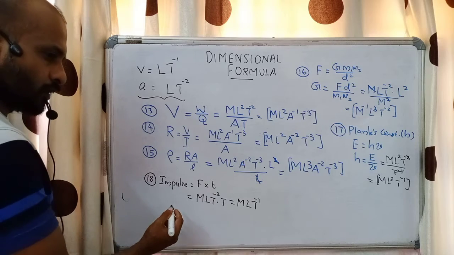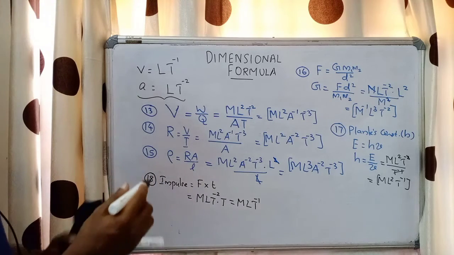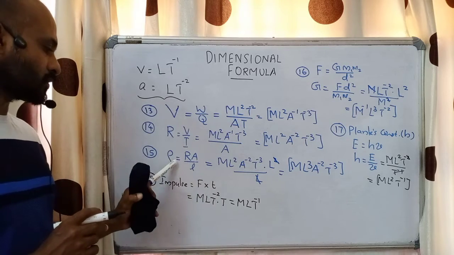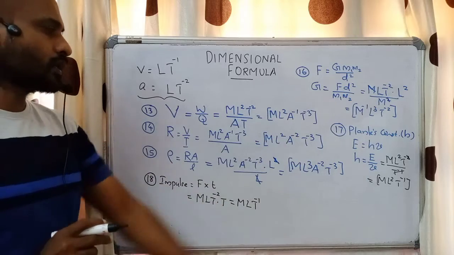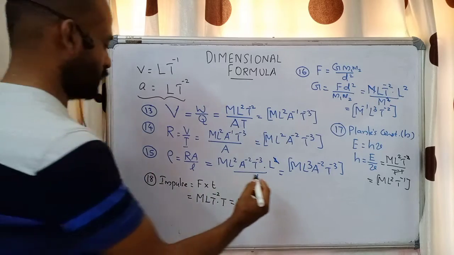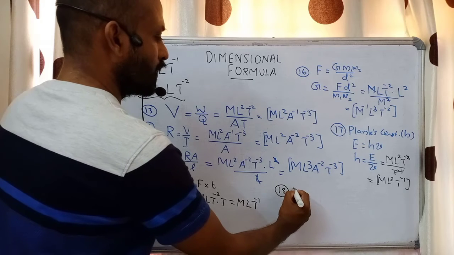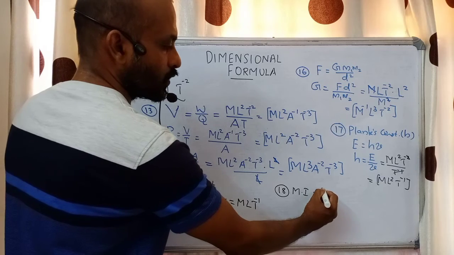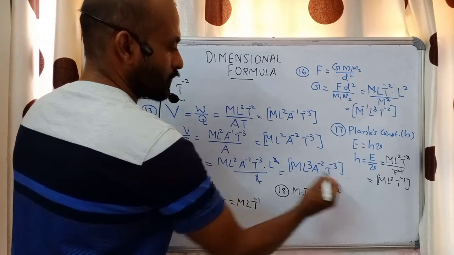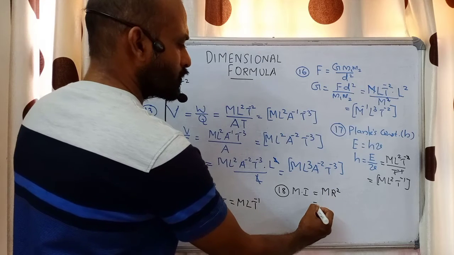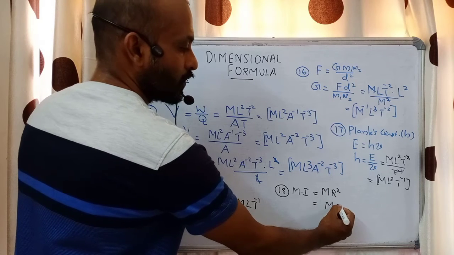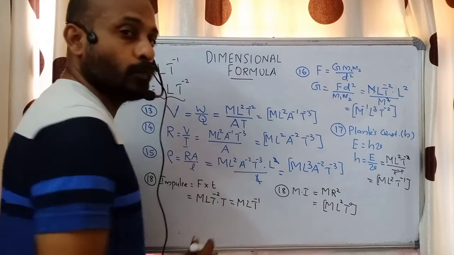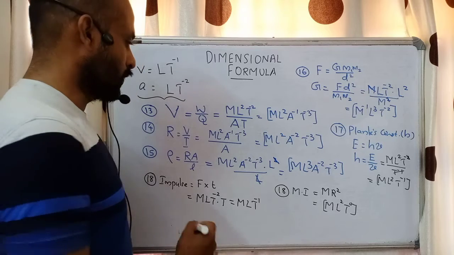Then we have seen a few common dimension formulas, that of velocity, potential difference, resistance, resistivity, impulse, force. Now we have another quantity called the moment of inertia. We can give the symbol MI. The general equation is M into r square, mass into distance square. So what will be the dimension formula? M, distance square will be L square. So we will write T raised to 0 also. This is the dimension formula of moment of inertia.